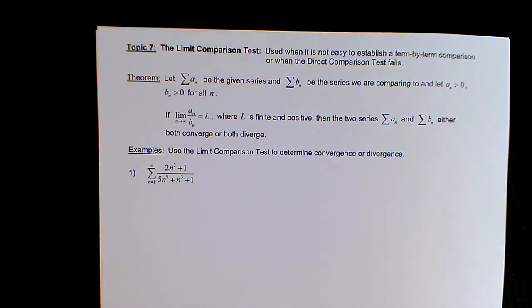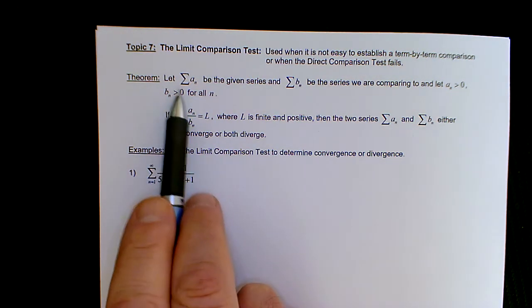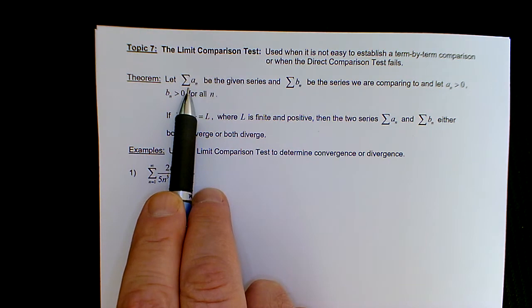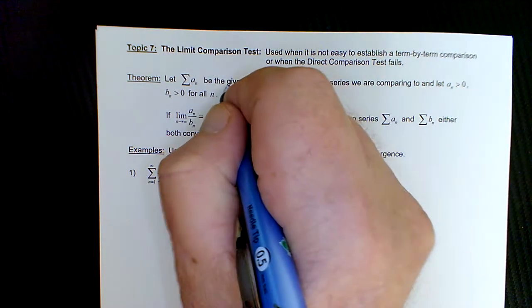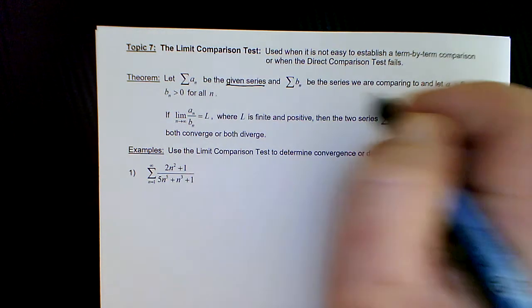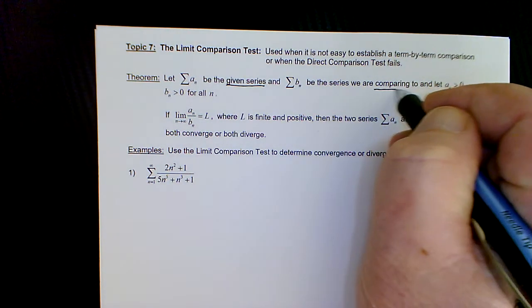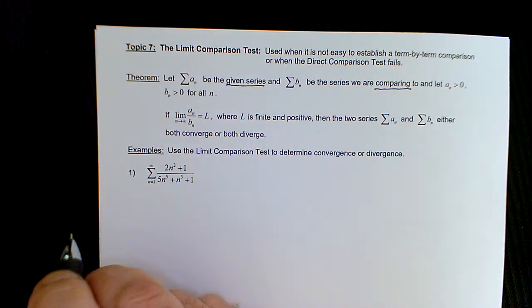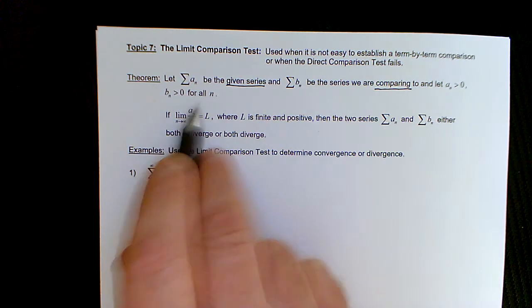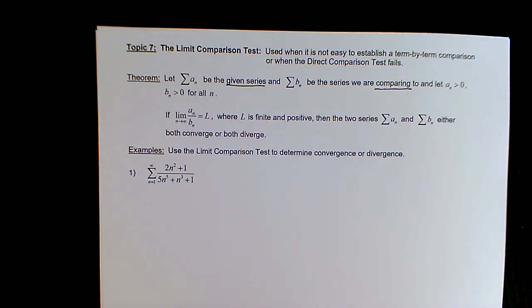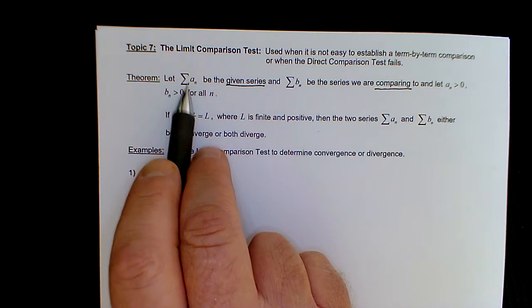So the nice thing about this theorem is there's no direct comparison to make. All we have to do is we're still going to let the sum of the a sub n be the given series, and the sum of the b sub n be the series we are comparing to, or the comparison series if you like. And we also have to let a sub n and b sub n be greater than 0 for all n.